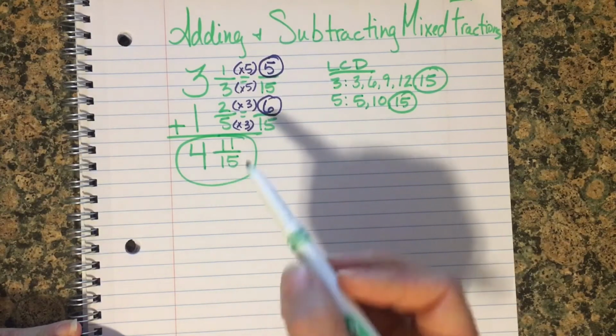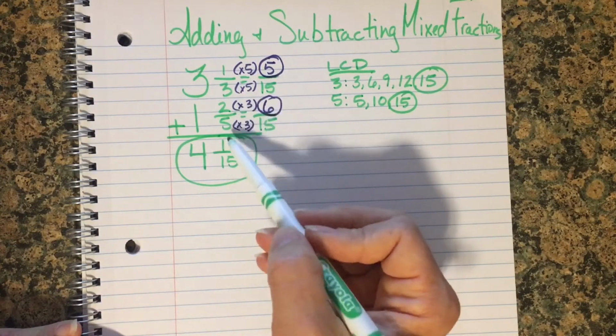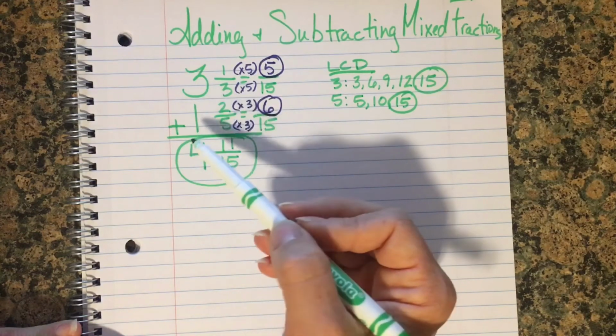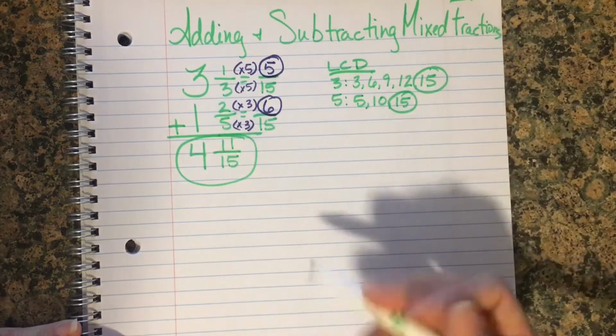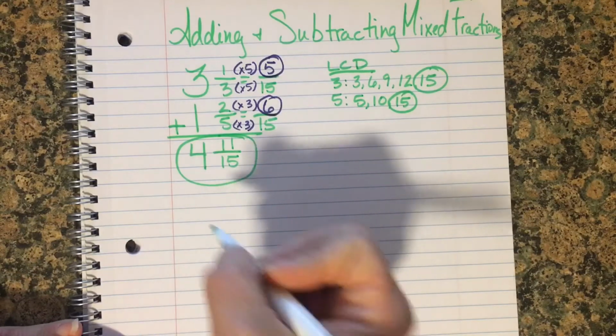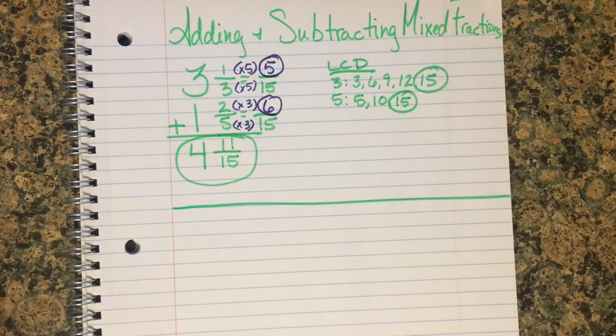The biggest mistake I see kids do on these is they forget to add the whole numbers, which is really sad because you're just doing 3 plus 1. It's super easy. It's going to look the same for subtracting.